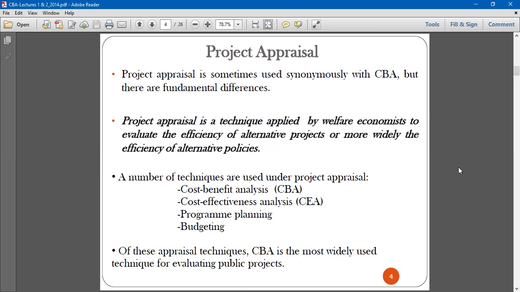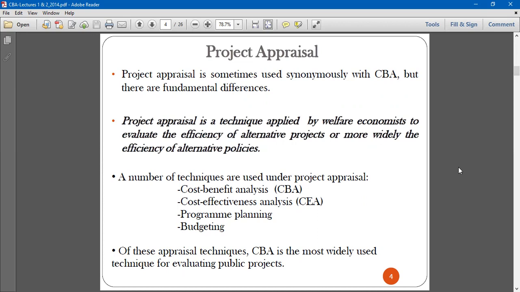So cost benefit analysis is a technique of project appraisal, but that is not the only technique that we can use to do project appraisal. We have cost effectiveness analysis. We can also use that to know whether we have to embark on a project or not.